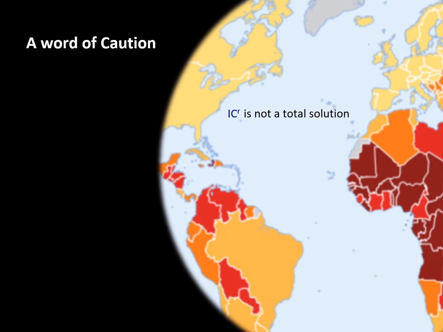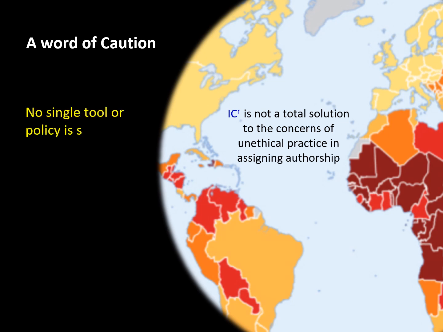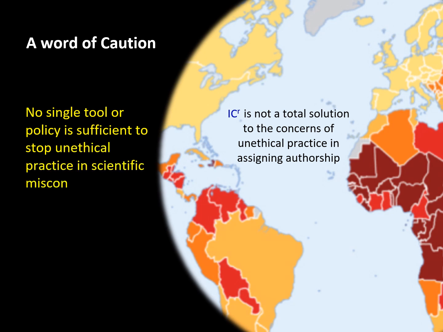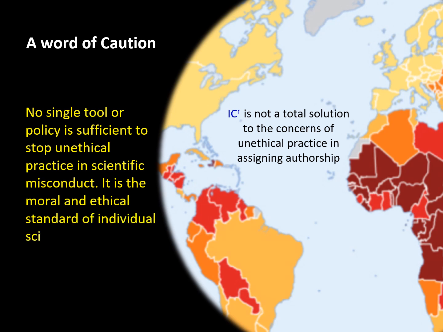ICR is not a total solution to the concerns of unethical practice in assigning authorship, but it might help. In fact, no single tool or policy is sufficient to stop unethical practice in scientific misconduct. It is the moral and ethical standard of individual scientists that is most important in the first place.